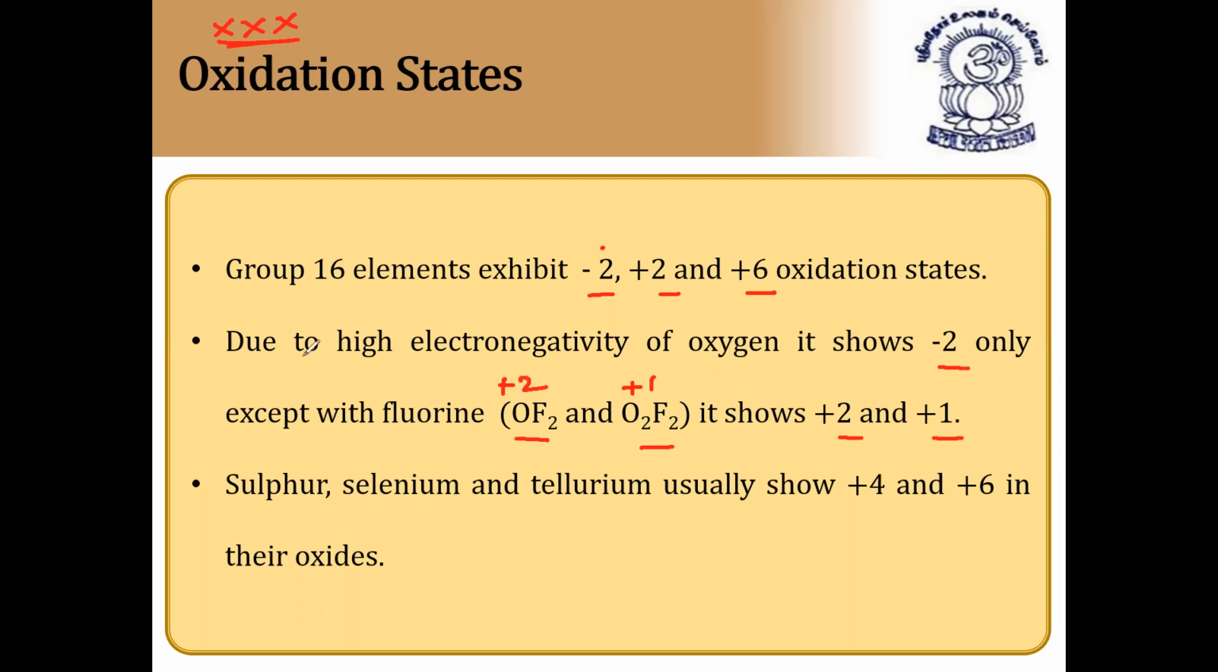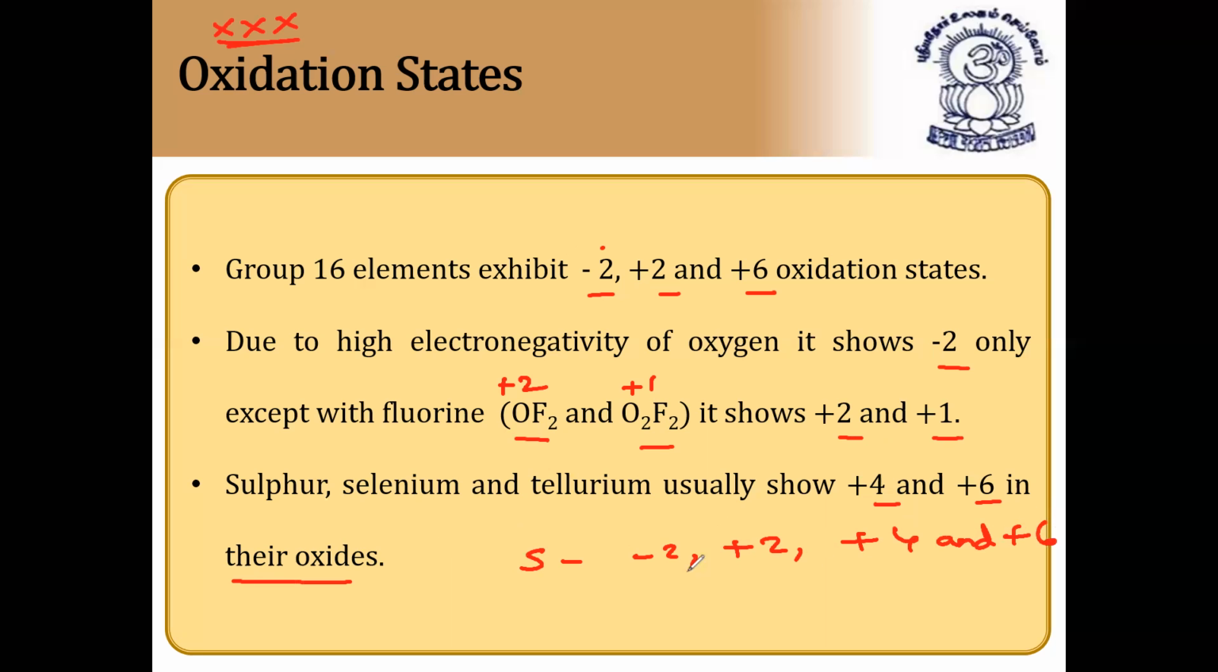Apart from this, oxygen shows only -2, and with a peroxide bond it shows -1. With superoxides like KO2 it shows -1/2. All that we'll discuss based on oxidations. Sulfur, selenium, and tellurium usually show +4 and +6 oxidation states because of their empty d orbitals. As they have d orbitals, they can show more than just +2. Sulfur shows -2, as in H2S. It shows +2, +4 and +6.